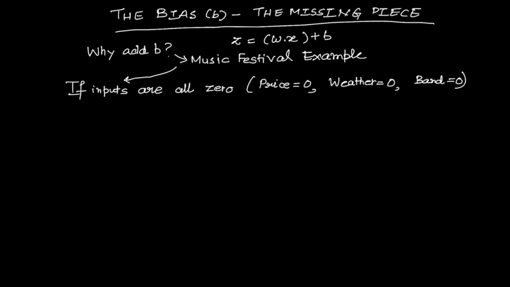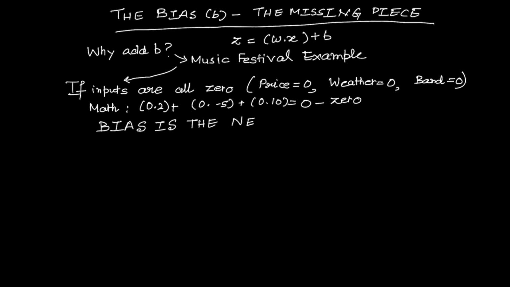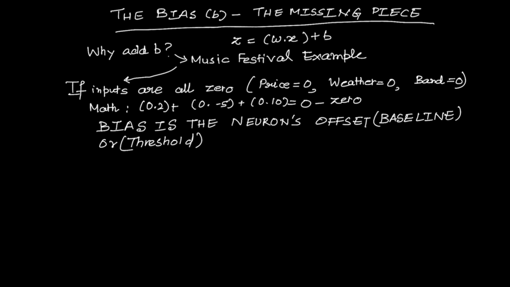If we only use weights, the math looks like 0 times 2 plus 0 times -5 plus 0 times 10, which is equal to 0. The total sum is 0. But maybe you are an introvert. Maybe if everything is neutral, your default is no, I am staying at home. You have a negative baseline. Or maybe you are super extroverted. Even if you know nothing about the event, you default to yes, let's party.